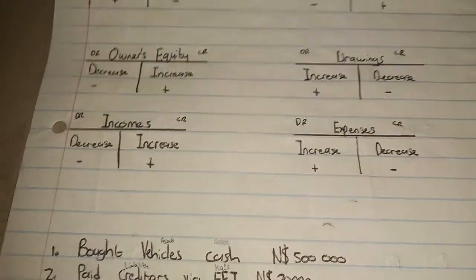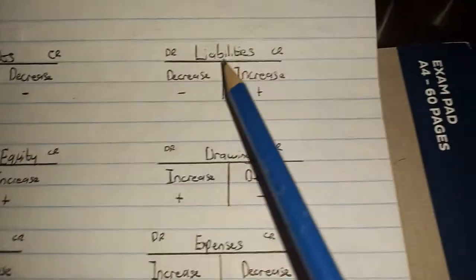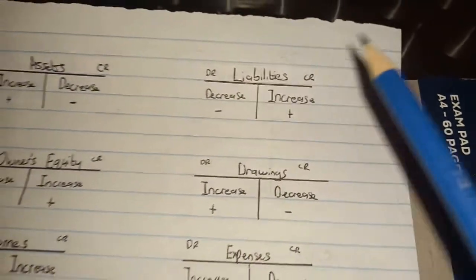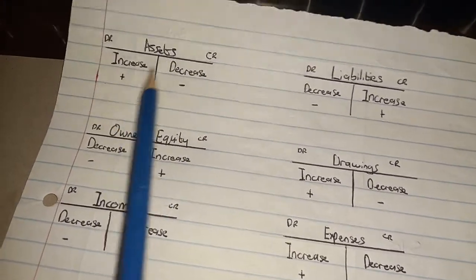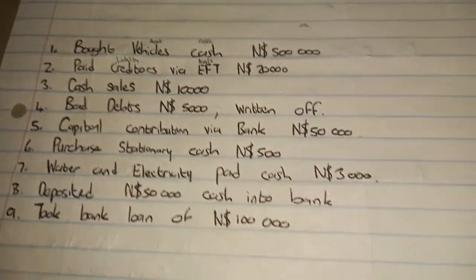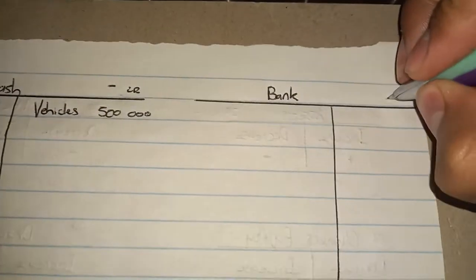Now you can see creditors. Creditors form part of your liabilities. Your liabilities increase on the credit side and decrease on the debit side. And then your assets once again increase on the debit side and decrease on the credit side. So you pay the creditors via EFT for the value of $20,000. So now you go to bank, and seeing as you're paying them, your bank is decreasing.